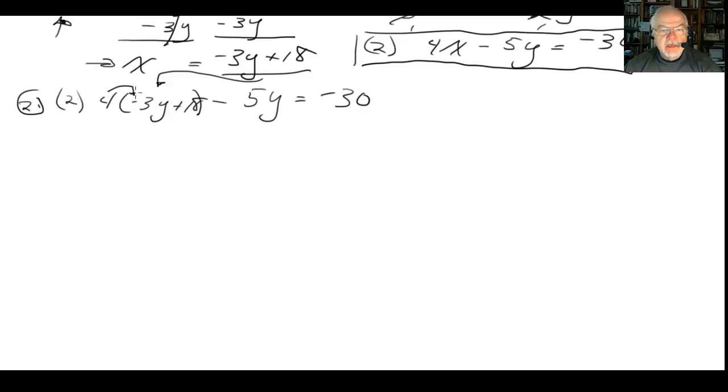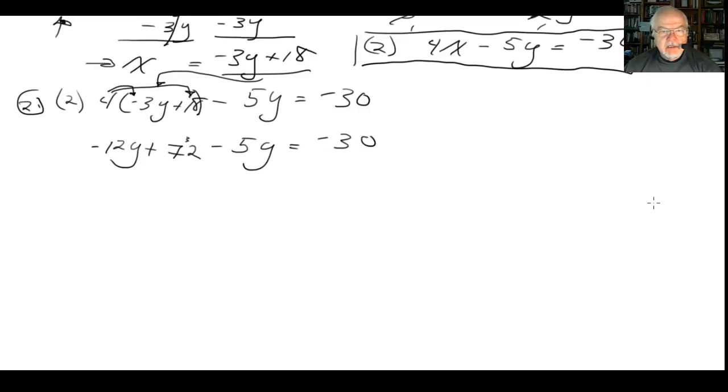Again, we break down the parentheses by distribution. 4 times minus 3 is minus 12y. 4 times 18, well, that's plus. 4 times 8 is 32. Hold on, carry the 2. 1 times 4 is 4, plus 3 is 7. So that's 72. Minus 5y equals minus 30.